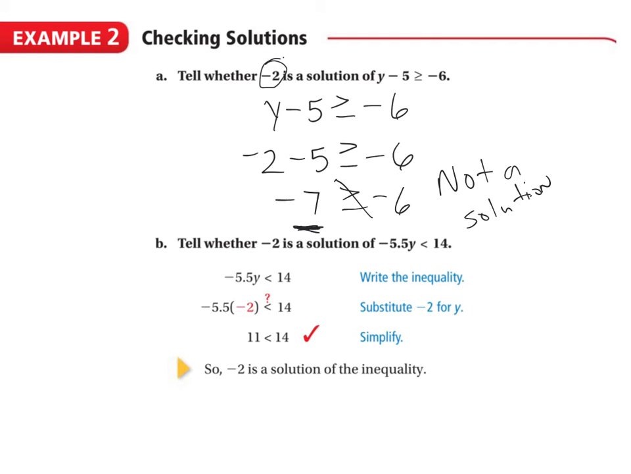Okay, and as you can see, I let them go ahead and work out the one below. You can pause it and see what they did. They substituted in the negative 2. Notice these parentheses. That is super important.